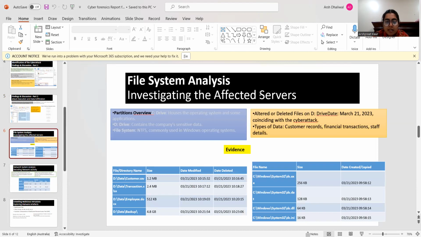The next slide is about the file system investigation. The affected servers had altered or deleted files, coinciding with the attack. Types of data: customer records, financial transactions, staff details. These are the major reasons why cyber attacks target them. Partition overview: the drive houses the operating system and some applications. The drive contains the company's sensitive data. The file system NTFS is commonly used in the Windows operating system. These are the files which were used by me in this. The evidence is shown here.